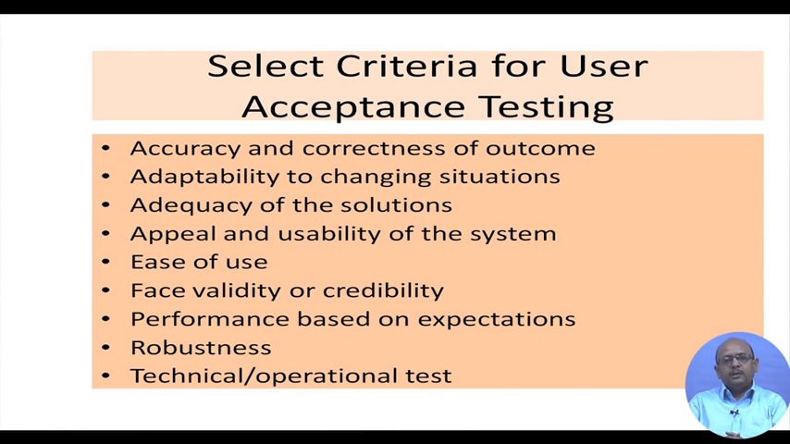And it must be robust in the sense that it is not easily breached or hacked, and ethically correct, and these kinds of issues are there. Robustness means a technically very sound system, so that it is going to work, and it is a very strong system. And then you go for technical and operational tests. You make sure that you meet all the technical and operational requirements before you accept the system for deployment. So, these are the different criteria for user acceptance and testing.